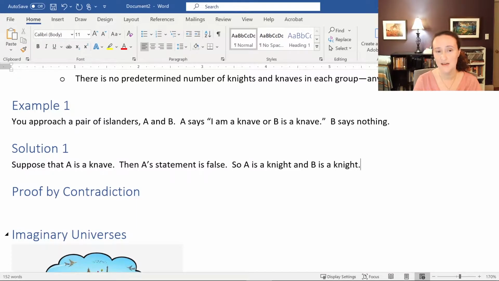Okay, so when you negate a phrase like B is a knave, you can just say B is a knight instead of saying B is not a knave. You can just say B is a knight. It's faster.